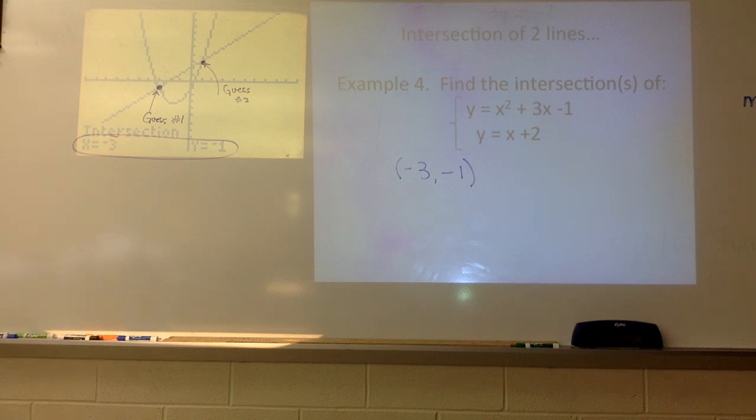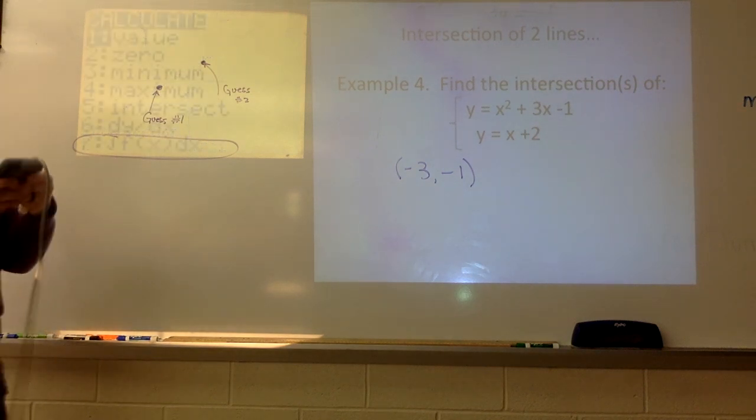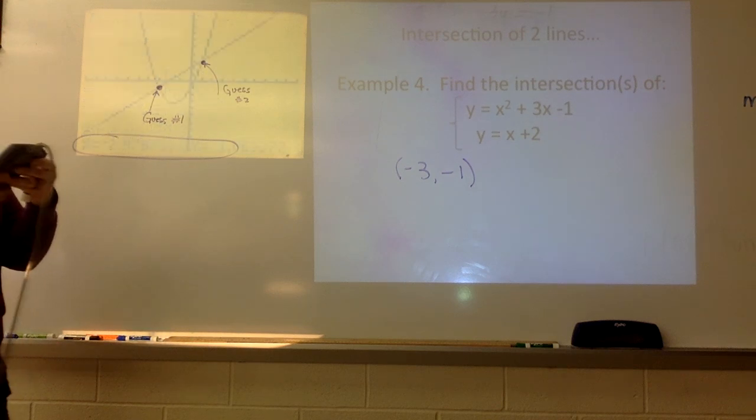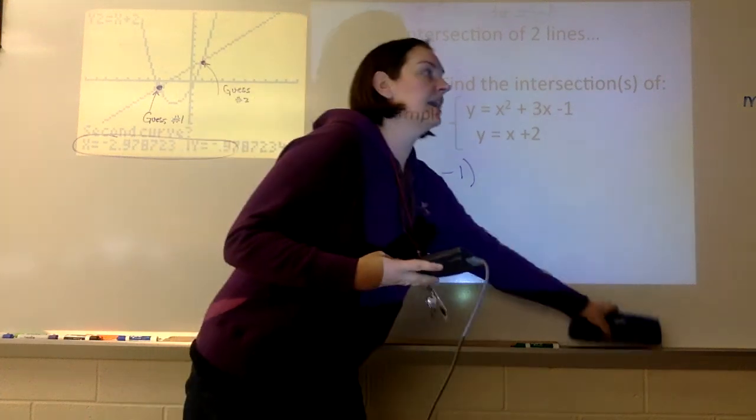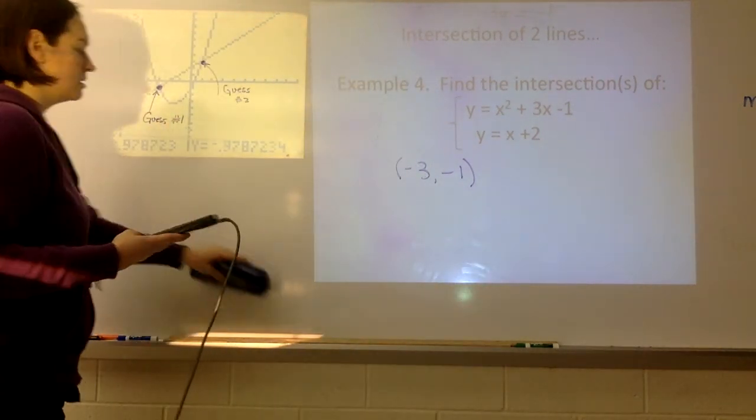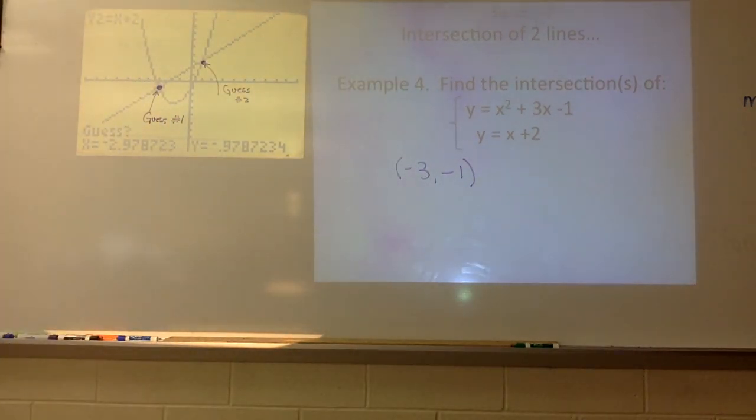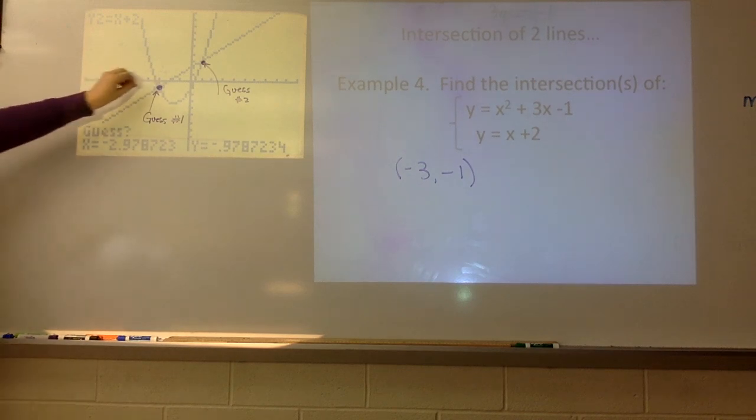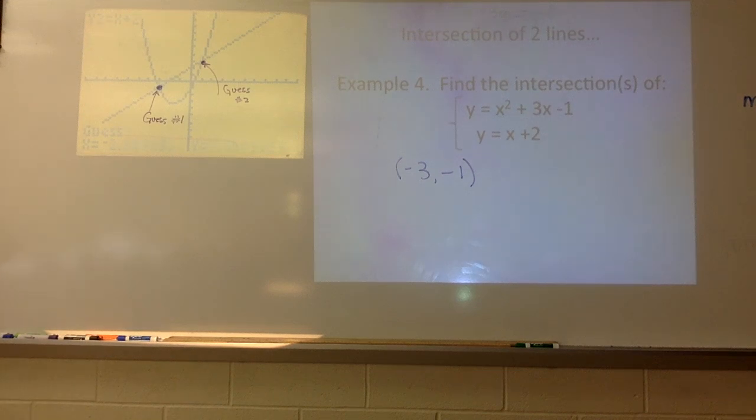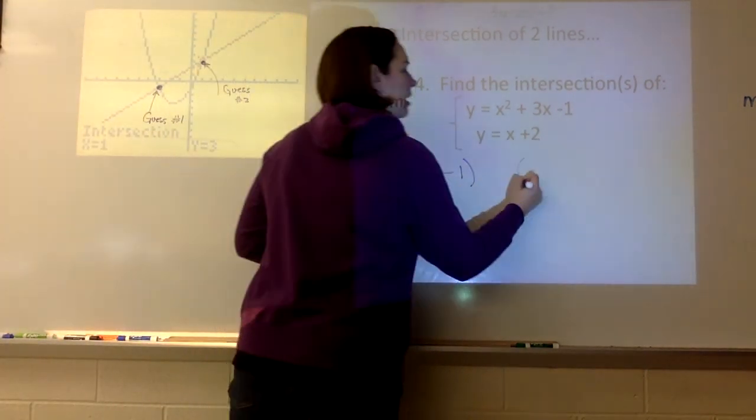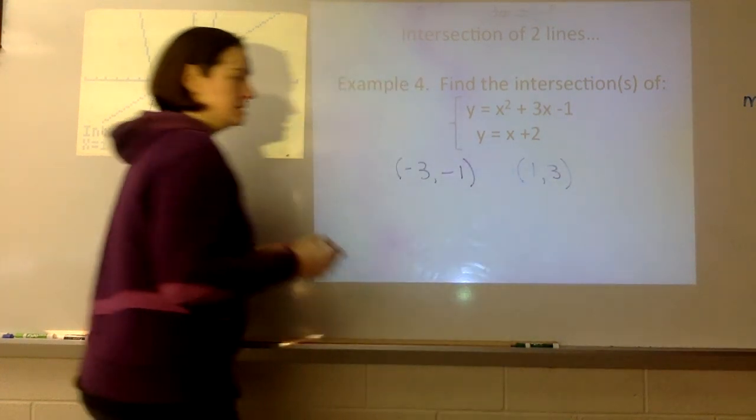Now, because I have a second intersection point, I'm going to go into second calculate, intersect. Again, first curve, good. Second curve, is y2. But now my guess, I gotta move from this shiny spot to this one over here. I'm gonna move right up the line. I'm gonna say, calculator, focus on this one. I notice now I get 1, 3 as my other point.